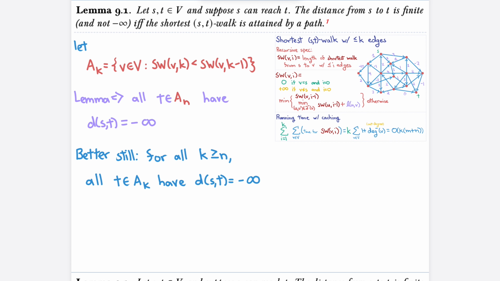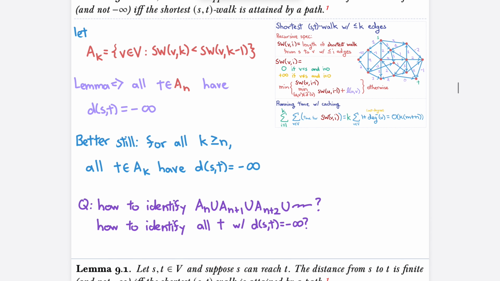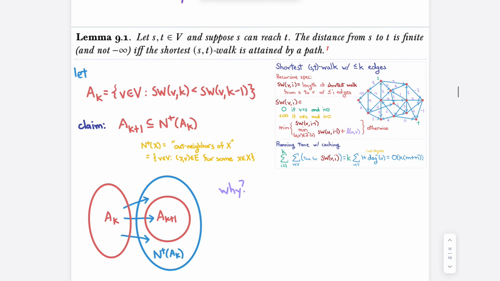Okay, so we know that the union of all A sub k's for all k greater than or equal to n, that should be negative infinity, right? So anything with negative infinite distance, eventually it'll go down. So at the very least, k going to infinity is enough. At some level, what we're trying to do is figure out the union of all these A sub n plus 1, A sub n plus 2. These are all the sets that keep improving.